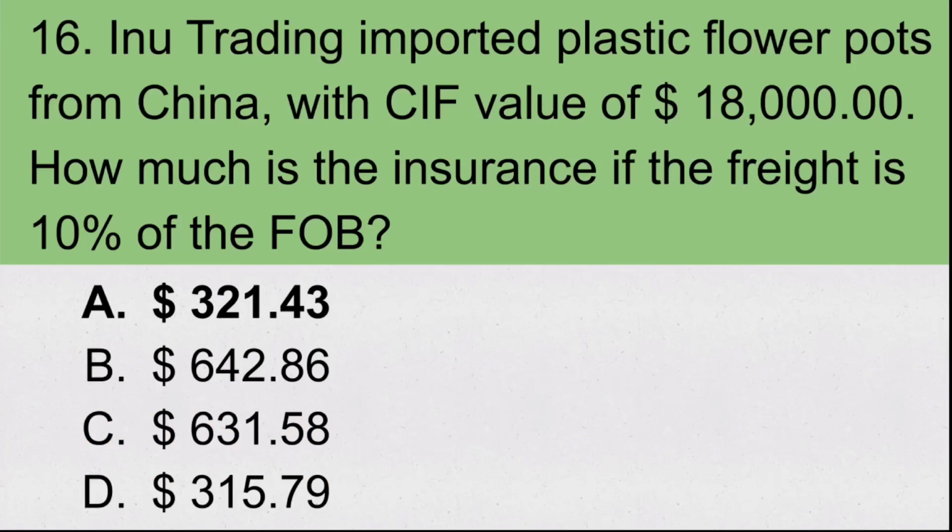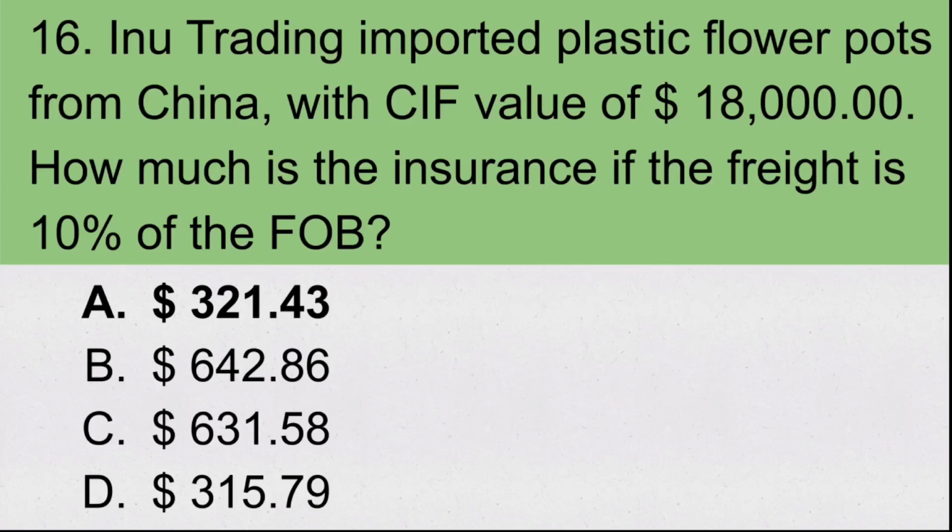Last problem. Ino Trading imported plastic flower pots from China with CIF value of $18,000. How much is the insurance if the freight is 10% of the FOB? So, letter A, $321.43, B, $642.86, C, $631.58, D, $315.79. So, the answer here is letter A, $321.43.